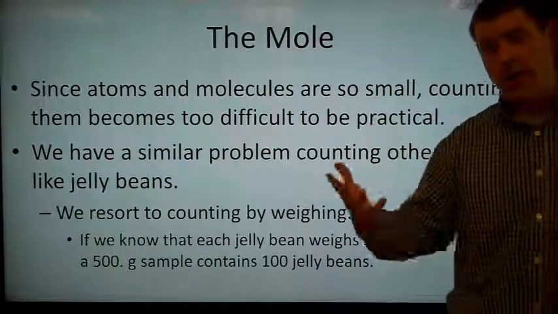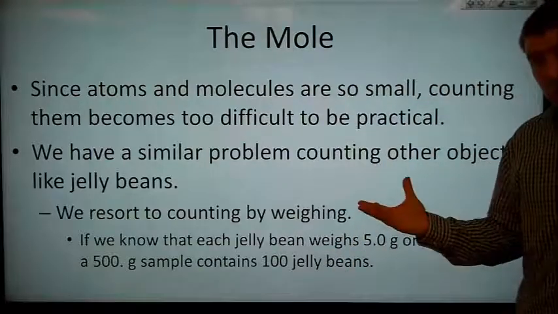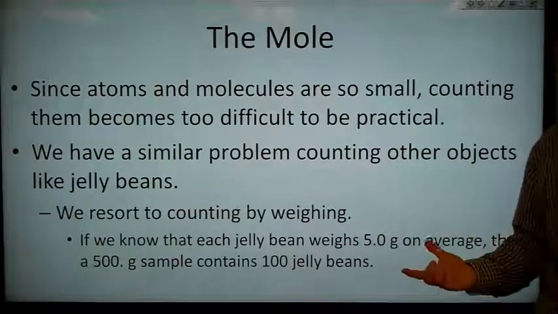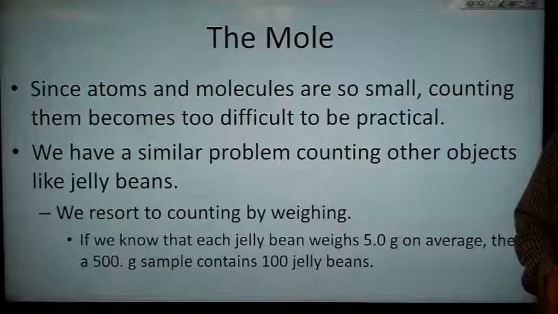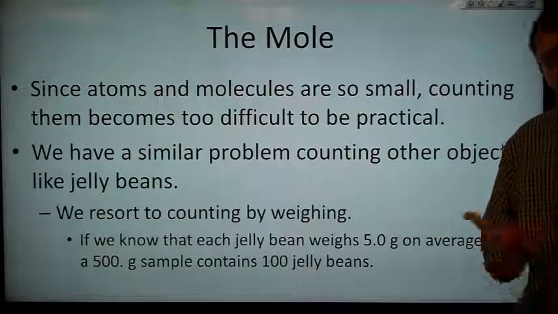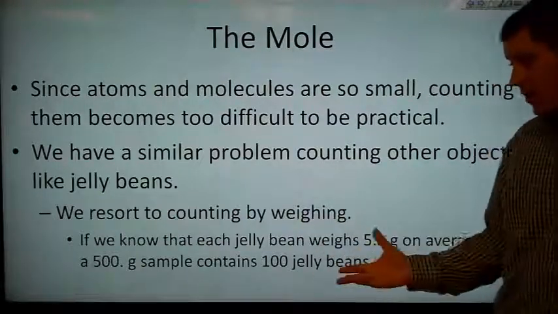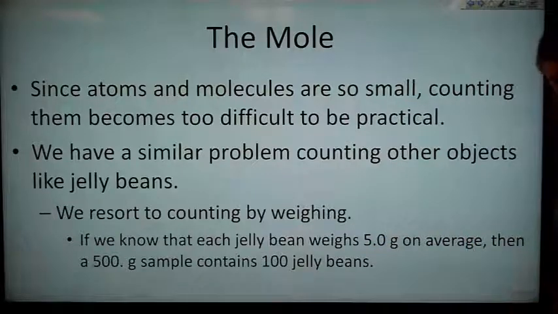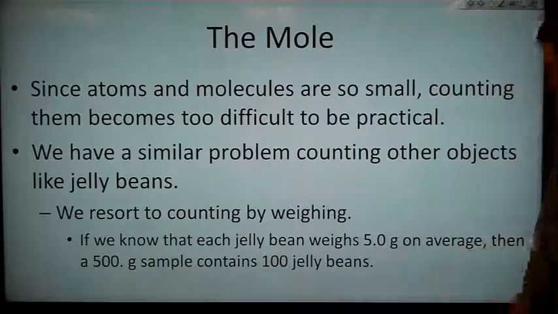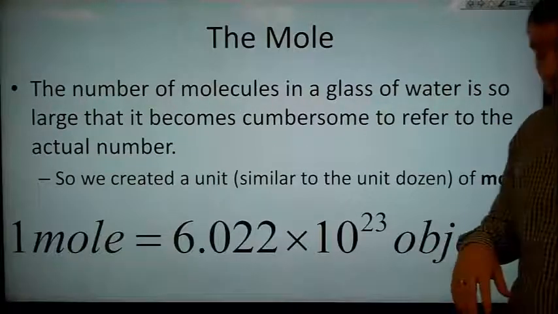If we have a large number of jelly beans, we don't want to have to sit there and count through each and every jelly bean. So we resort to counting by weight. If we know the average mass of a jelly bean, then if we measure the mass of the whole bunch, we can estimate how many jelly beans the whole sample has. For example, if each jelly bean weighs 5.0 grams on average, then a 500 gram sample contains 100 jelly beans. And we can scale this up if we want as well.